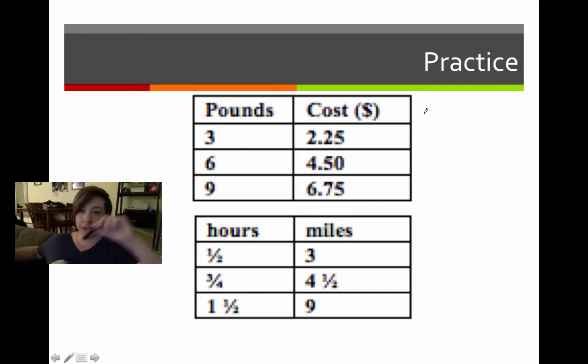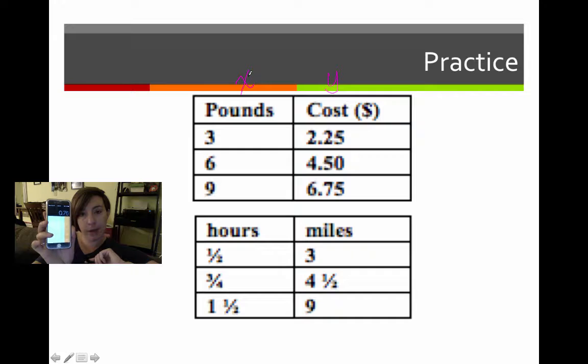Remember, you can use your calculator in ratios and proportions. So I'm just going to divide to get my unit rate. I'm going to divide one of my y values by my x value to get my unit rate. So I'm going to do 2.25 divided by 3, and that gives me 0.75. Let's see if this is a proportional relationship if I get 0.75 with all of the rest of them. So if I do 4.50 divided by 6, 0.75. 6.75 divided by 9, 0.75.